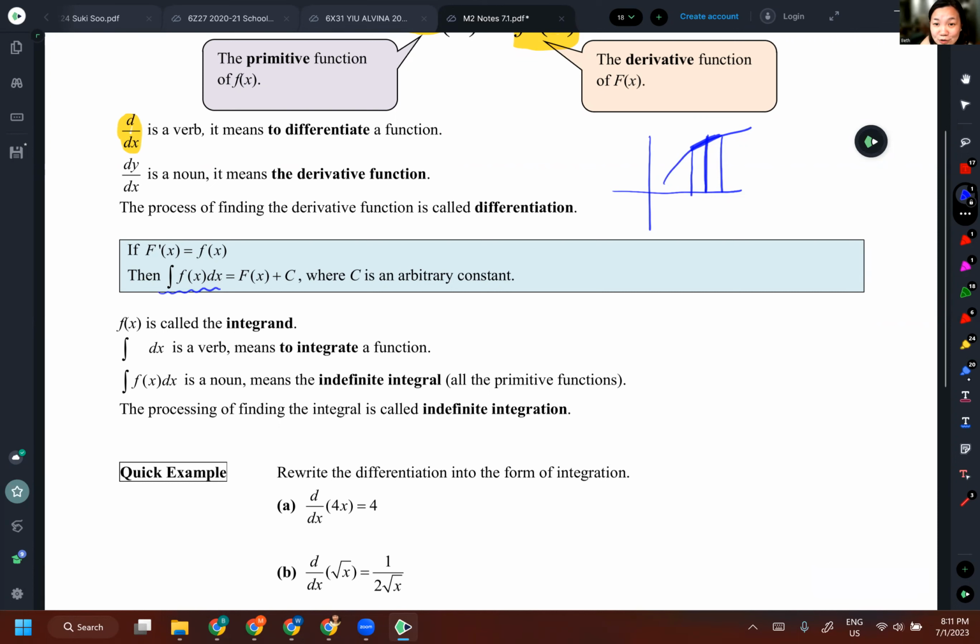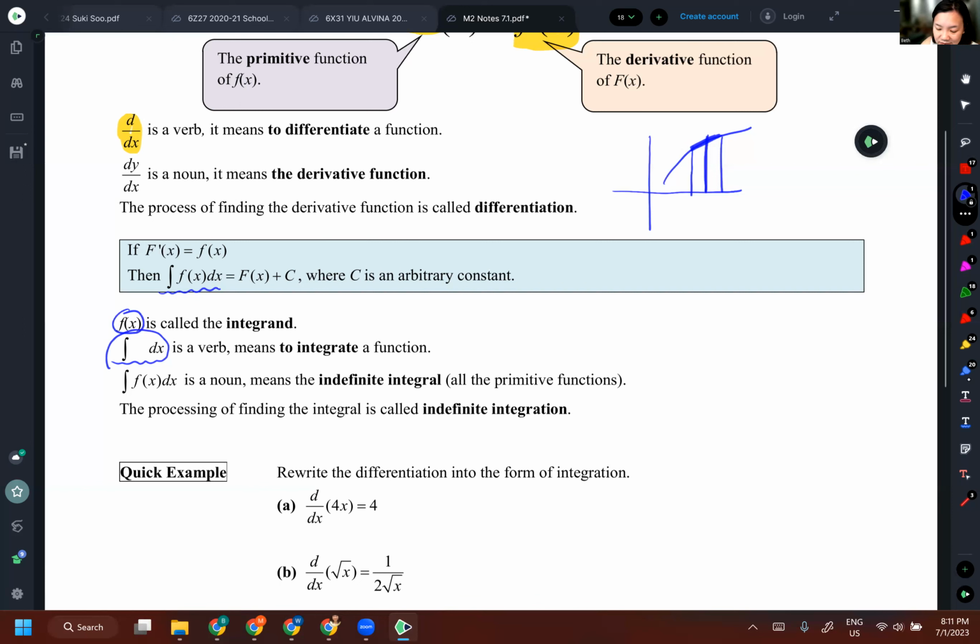Now on the left, we need to do something. Now you will see this symbol. This looks like an elongated S, basically S dx. This is like d/dx, but the opposite. That is to do something. This is a verb, to do something. And we put the derivative function inside. That means we need to do something to the derivative function. Now here we don't call it the derivative function, we call it the integrand. Integrand means I need to do something to this function.